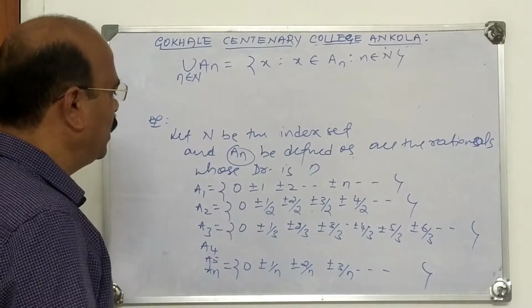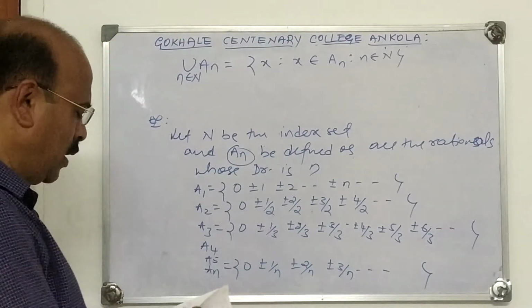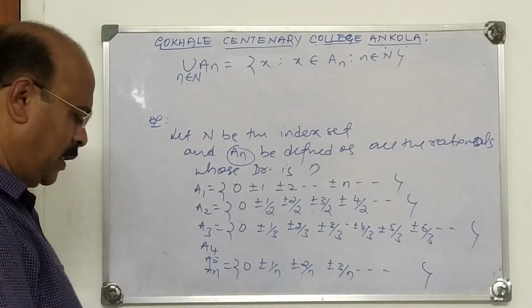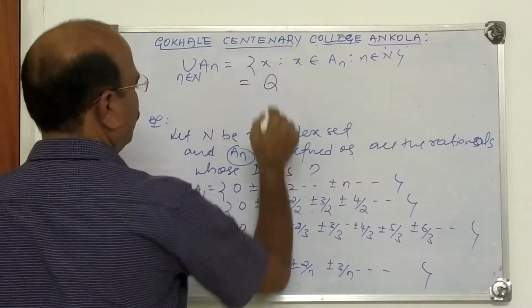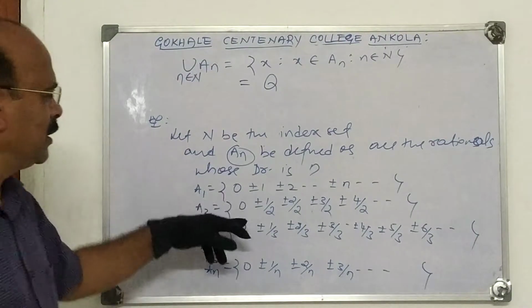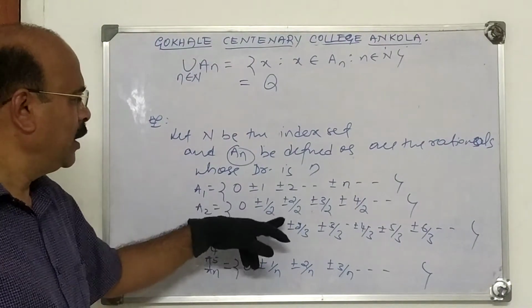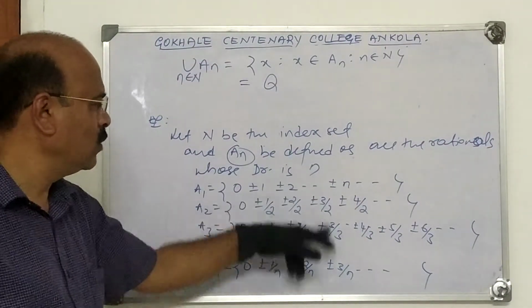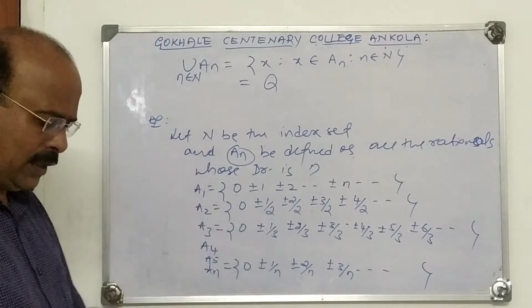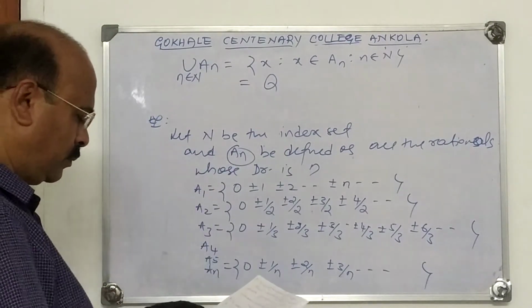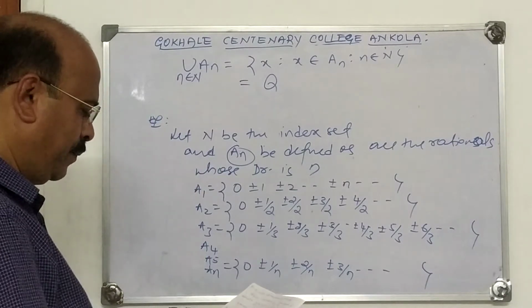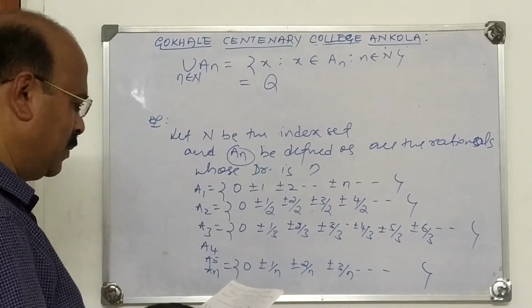What is that? Now here, the union of all this is the set of all rational numbers. Because the union includes 0, 1 by 2, 3 by 2, and so on, and 1, 2 also. So it is the set of all rational numbers. Correct? Set of all rational numbers.